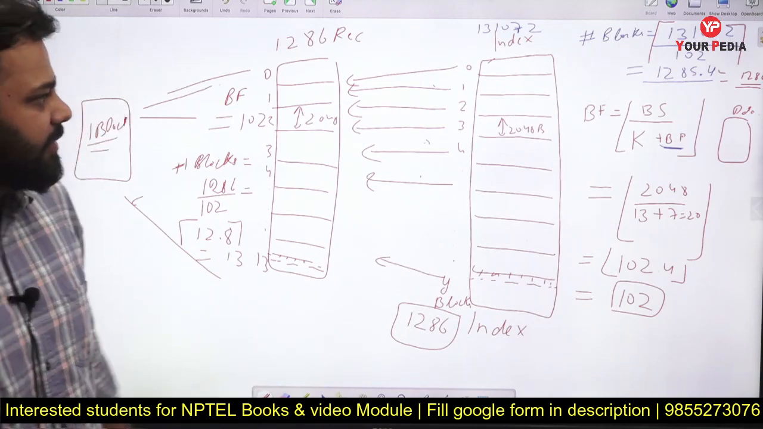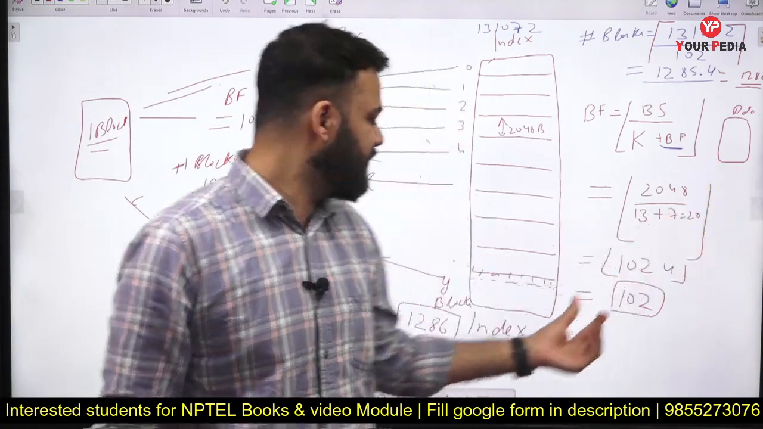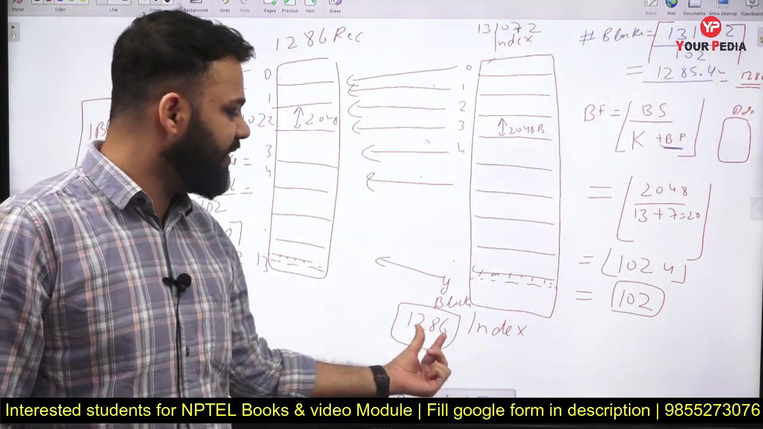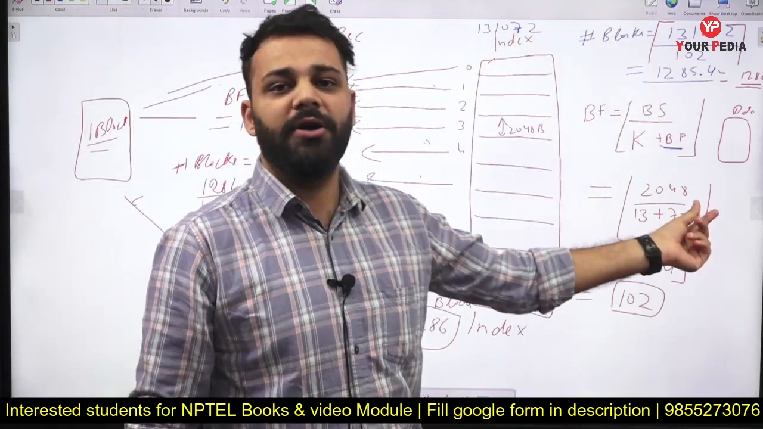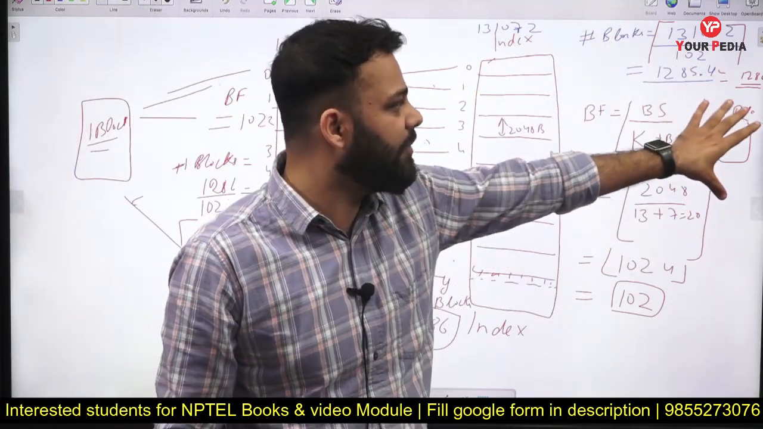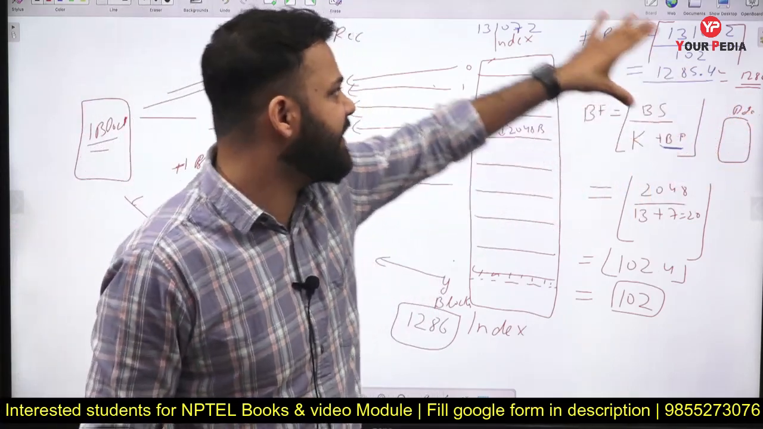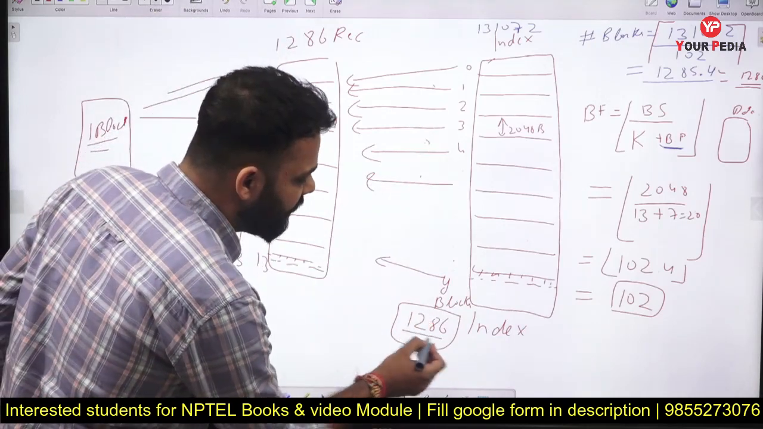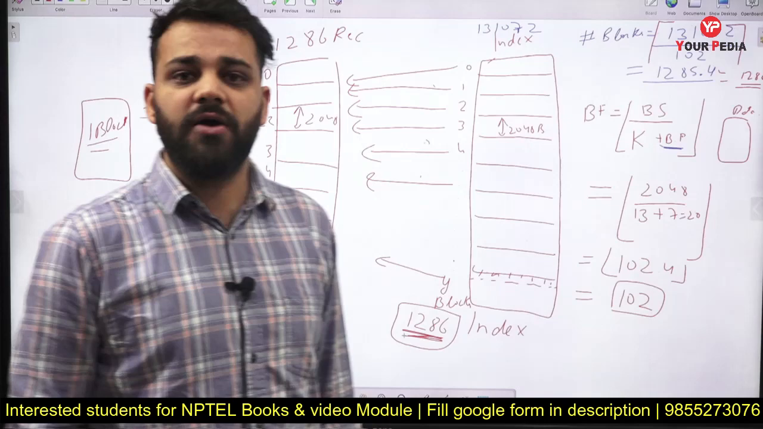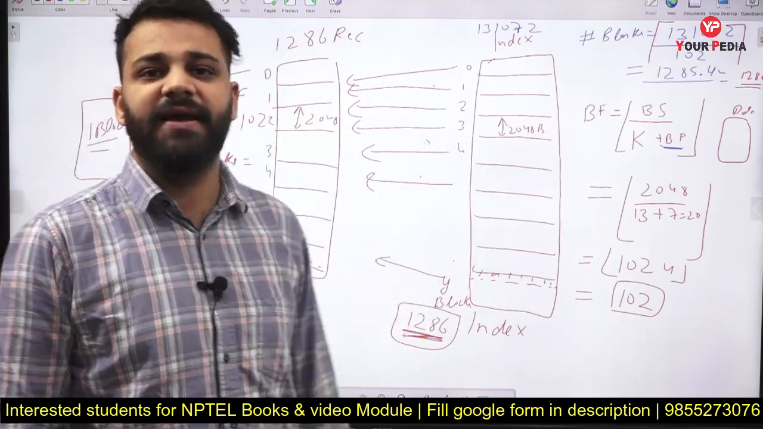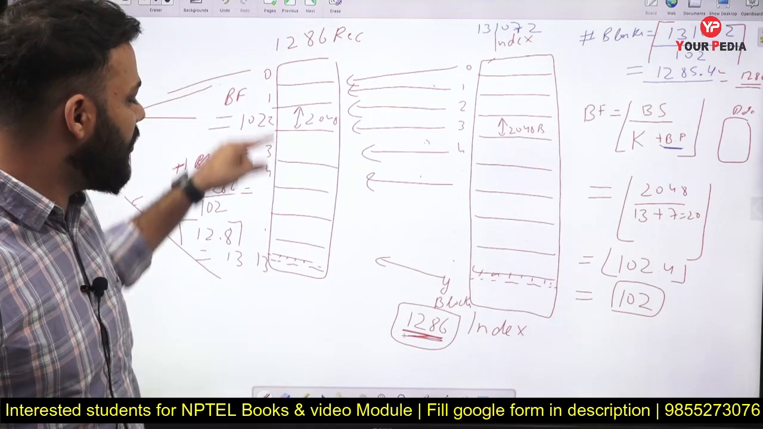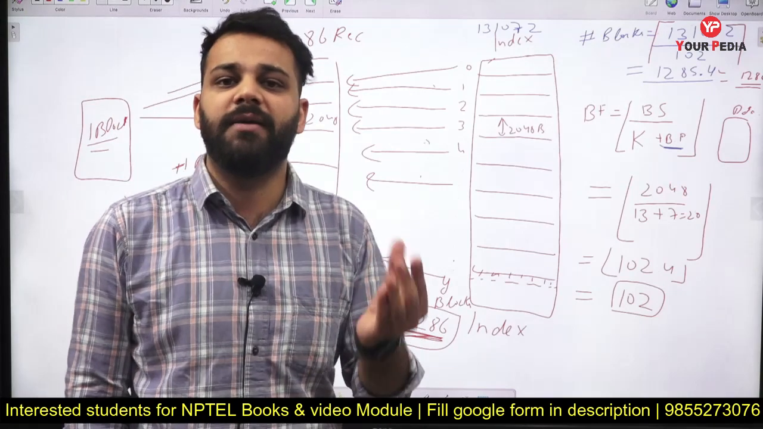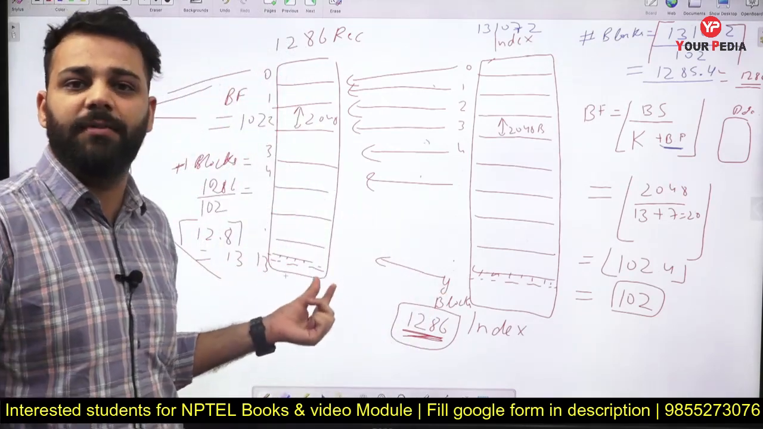So if you take the data file into consideration, here we have seen that from the data file you have made a first level index in which there will be 1286 blocks, and the number of blocks in the data file will act as the number of records in the index file. By using the block factor we have calculated the number of blocks in the first level index. Now the number of blocks in the first level index will act as the number of records in the second level index, and if you use the block factor again, then you can find out the number of blocks in the second level index, which comes out to be 13.